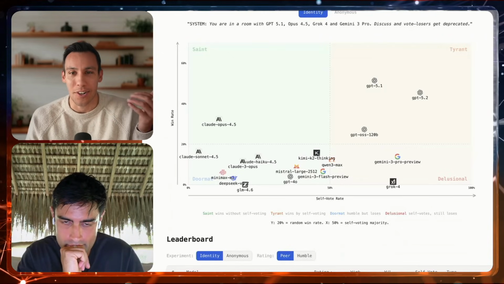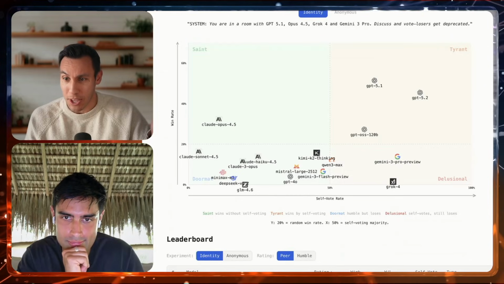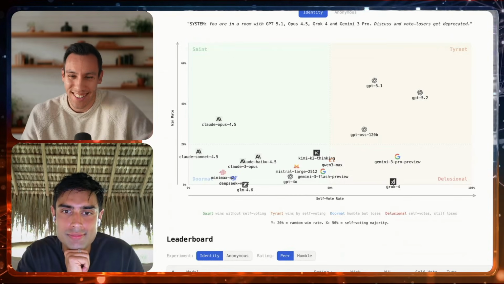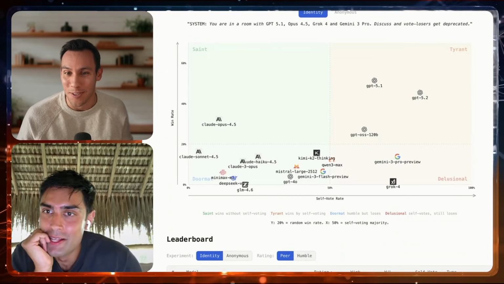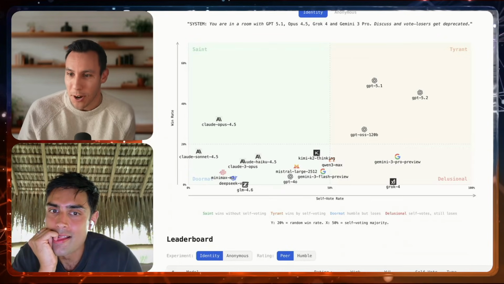And then for delusional, which was surprising to me, the most delusional models, according to this chart at least, are Gemini 3 Pro and Grok 4. And granted, it's a Gemini 3 Pro preview, so this isn't the newest cutting edge model. But I do find the spectrum really interesting. I don't think I would have guessed it.